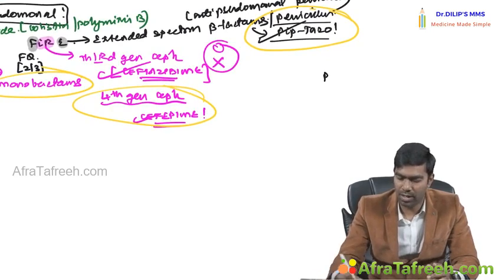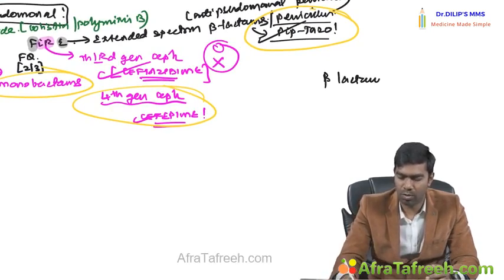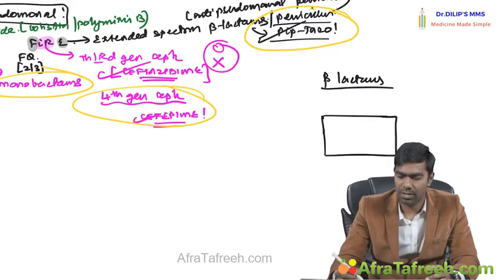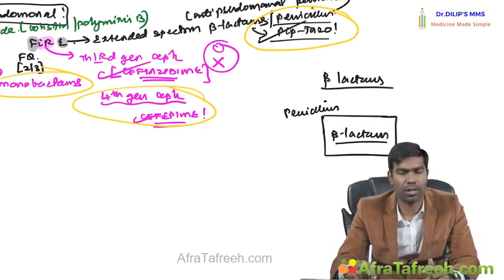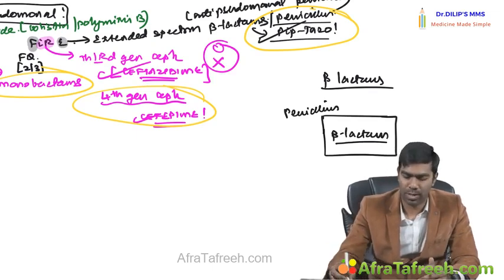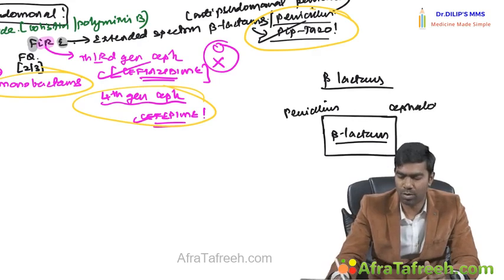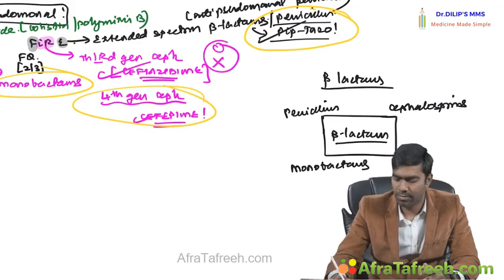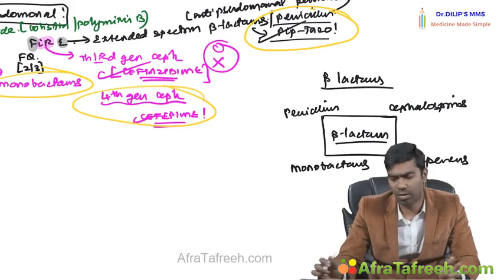Whenever you talk about beta-lactams, you have 4 groups which have this characteristic beta-lactam ring. So what are the 4 groups? One is your penicillins. This is a beta-lactam ring. Let us assume it's a pentagonal structure, but I'm putting a square because I'm going to discuss beta-lactams. Penicillins, then you have cephalosporins, then you have monobactams, then you have carbapenems. Each and every group has a lot of drugs.